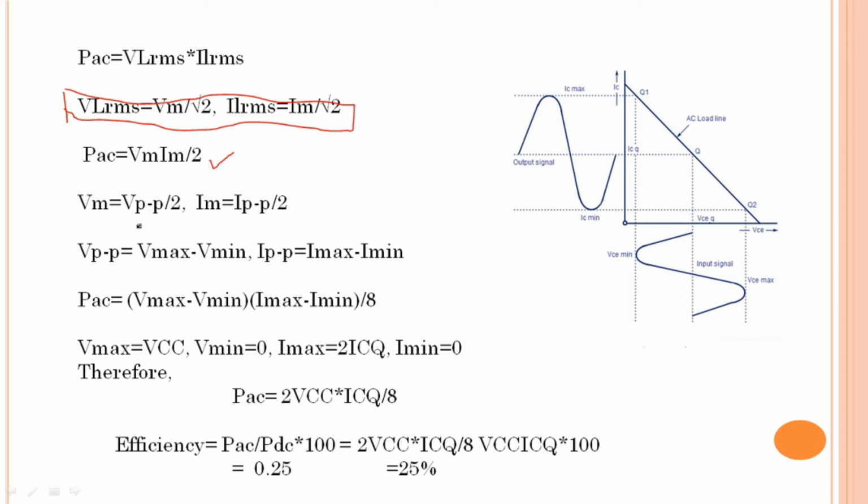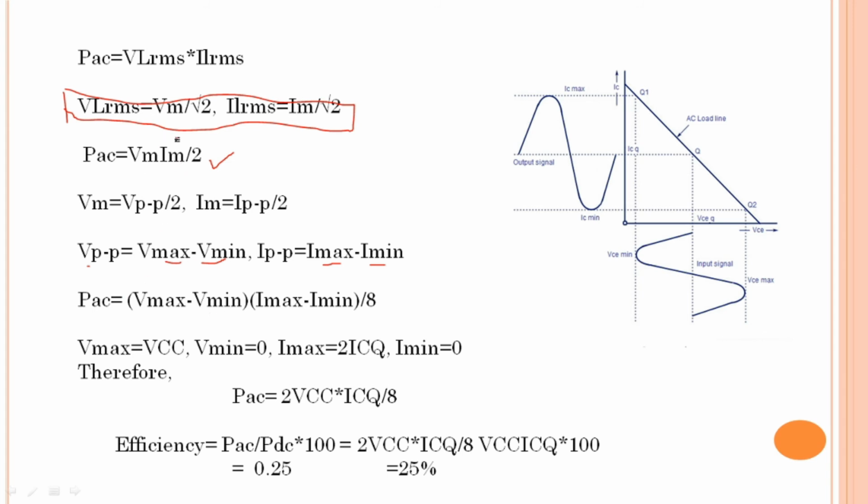Again Vm is equal to V peak to peak by 2. We can see here this is the maximum voltage, and it is V peak to peak by 2. This is the positive half cycle, this is the negative half cycle. Im is I peak to peak by 2. V peak to peak means V maximum minus V minimum, and I peak to peak means I maximum minus I minimum. So we can put these values.